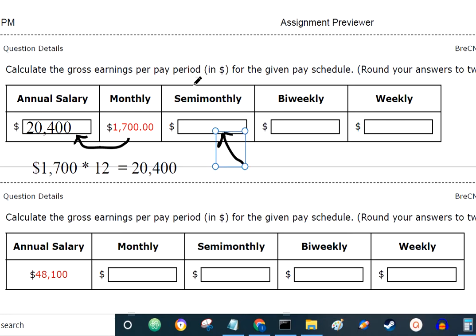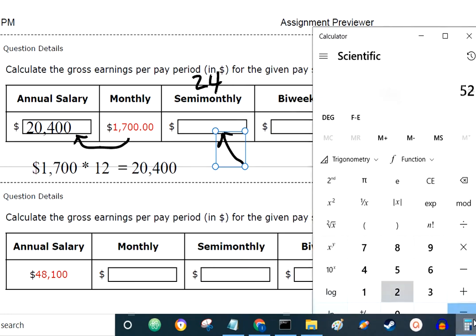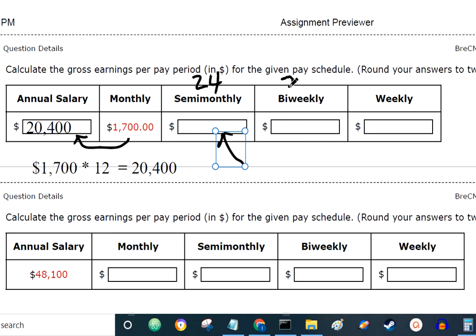Semi-monthly means twice a month. So the number of pay periods there would be 24. There's 12 months in a year. If you get paid twice per month, that means 24 paychecks. Bi-weekly means you get paid once every 2 weeks. There's 52 weeks in a year. Divide that by 2, that means 26 paychecks.